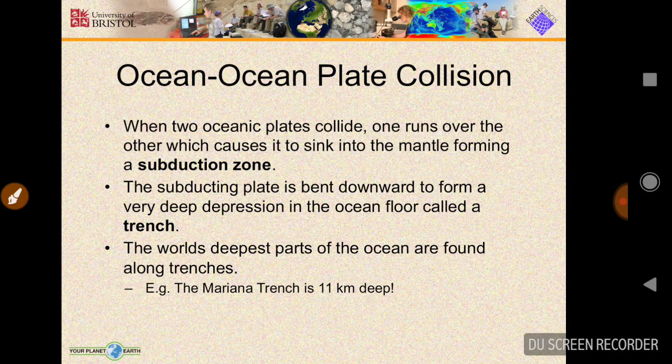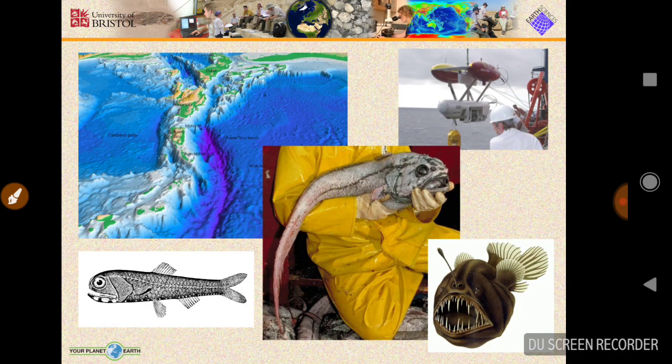The world's deepest parts of the ocean are found along trenches. The Mariana Trench is 11 kilometers deep. It's very deep. These are creatures that you'll find in the Mariana Trench.